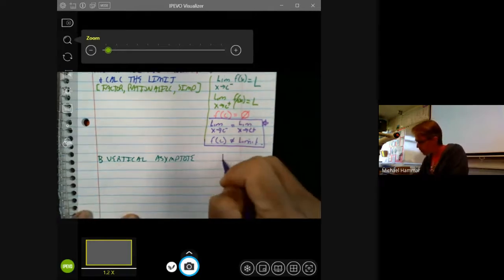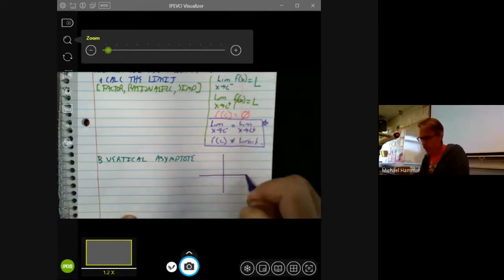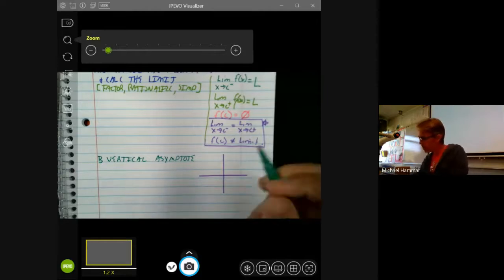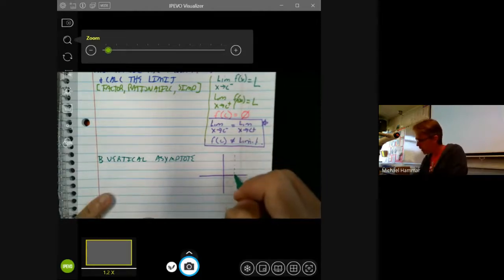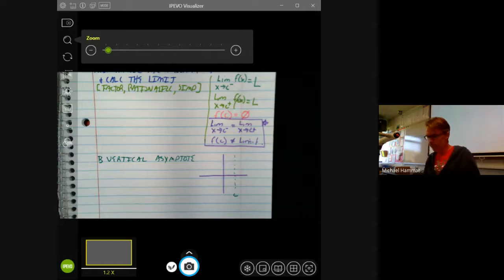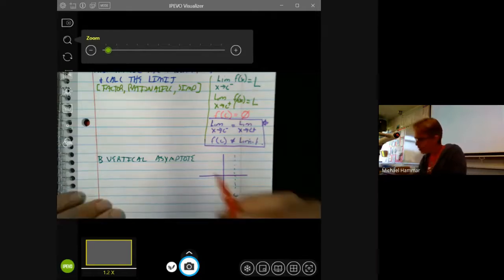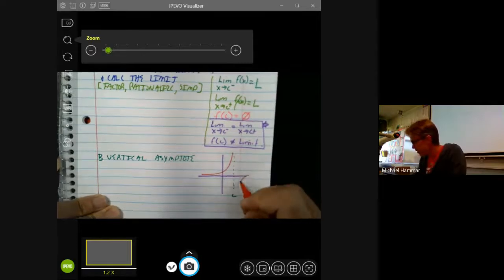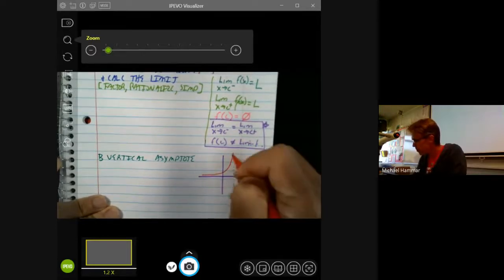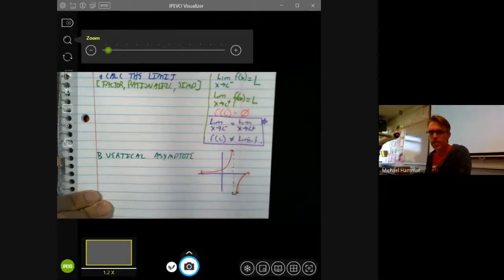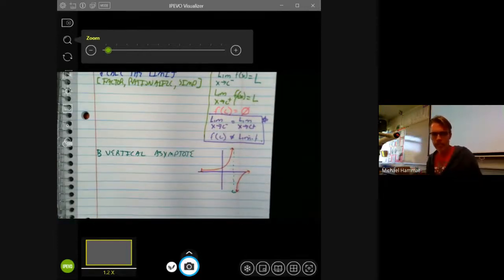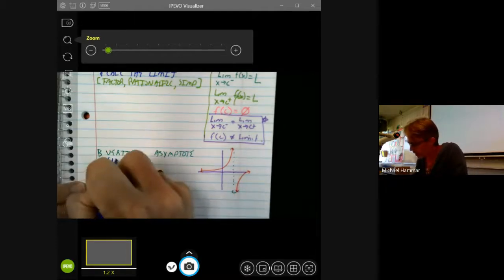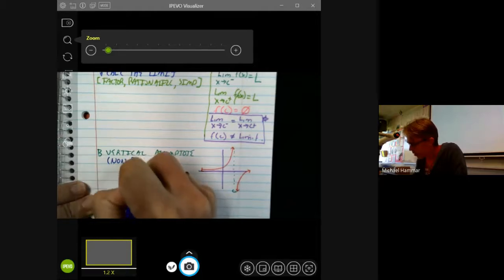So we'll make a little graph over here. We know that there's going to be some sort of line at C, and then the graph is going to go here, and then maybe the graph is going to go down here. But you'll notice that it just never crosses that line. Okay? Now, there's something you need to know about this one. First of all, this is non-removable.